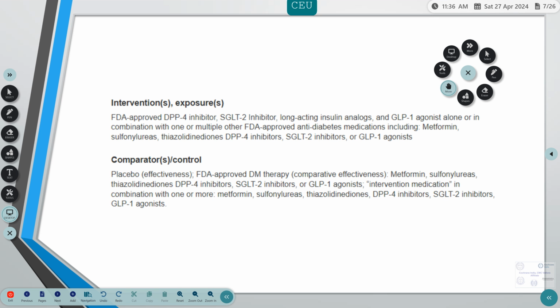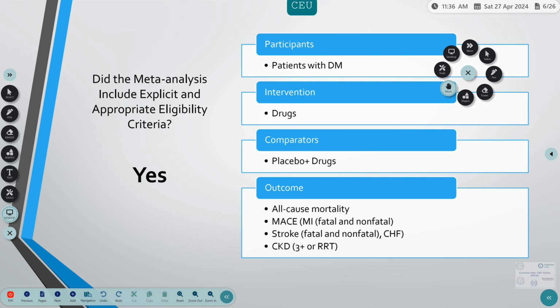So for the risk of bias, the first question is, did the meta-analysis include explicit and appropriate eligibility criteria? Yes, they've clearly documented explicit eligibility criteria. They mainly included all studies with patients with diabetes mellitus. Intervention and comparators we will go into detail in the next slide. And these are the main outcomes they looked at, in addition to adverse reactions also.